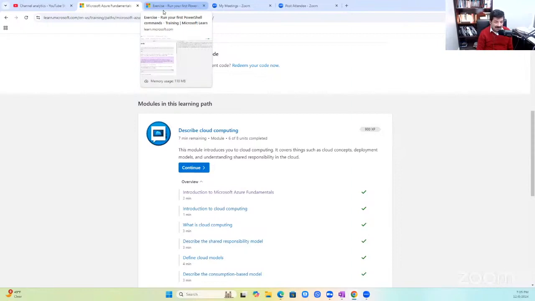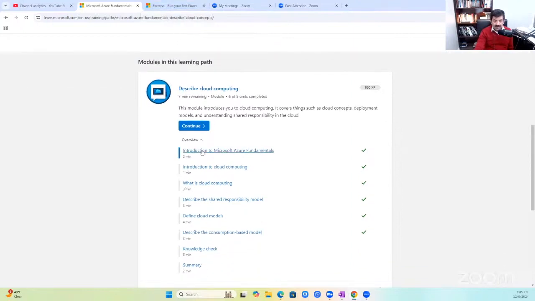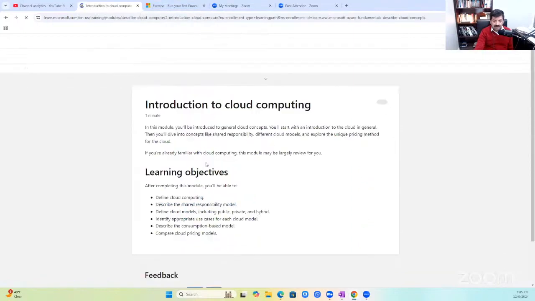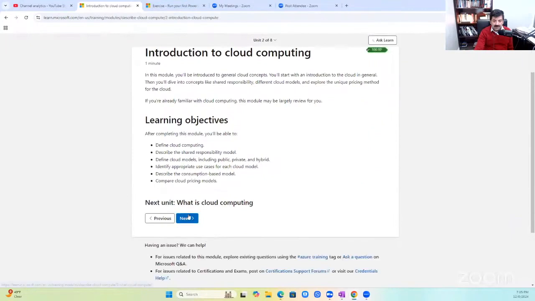Hopefully, I'm able to access the Azure Sandbox. Worst case, I have some videos which I'll share. So let's start with our fundamentals. First, we'll discuss what is Azure cloud computing.